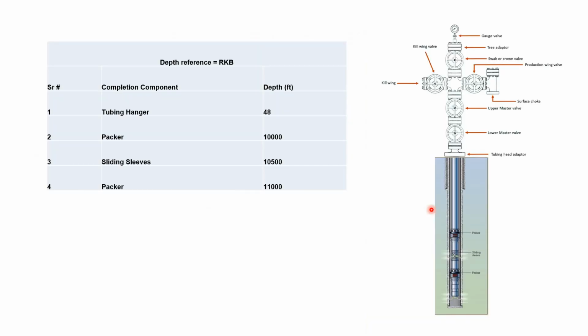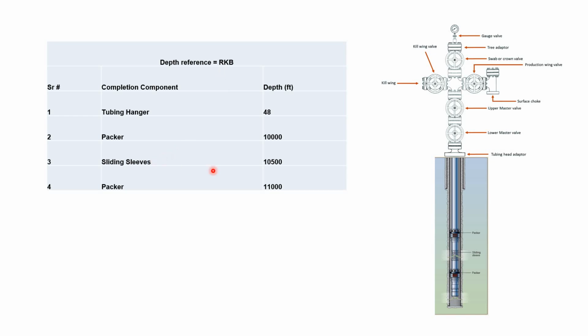For example, here we have the depth of tubing hanger equal to 48 foot. This 48 foot is from the reference depth, and our reference is RKB or rig floor or rotary Kelly bushing depth. The packer depth is 10,000 feet. So this 10,000 feet is with reference to the standard depth or reference depth, which is basically RKB or rig floor.